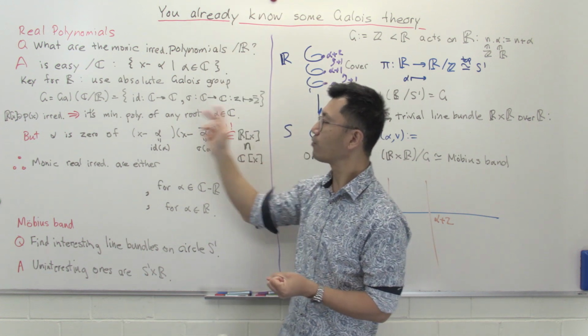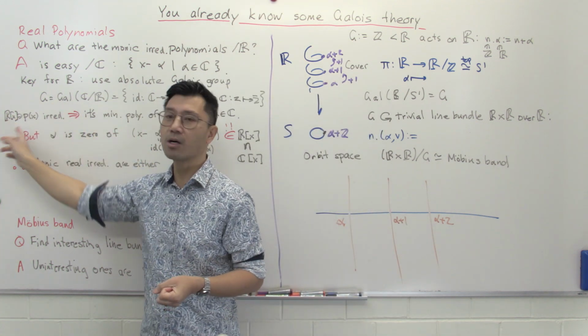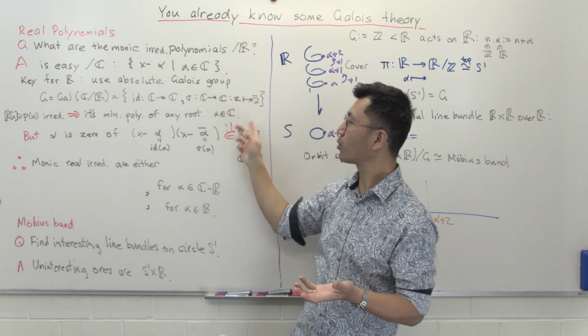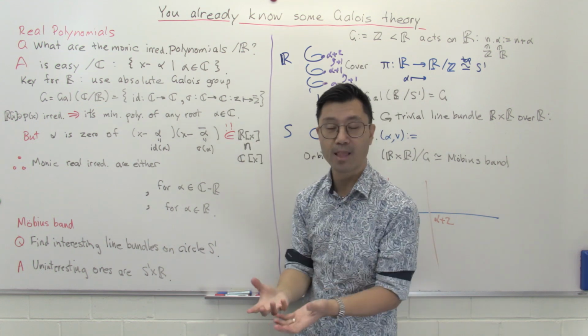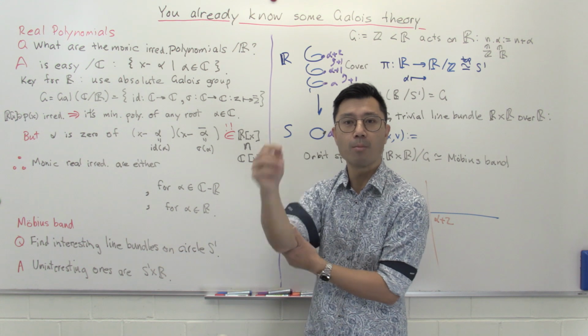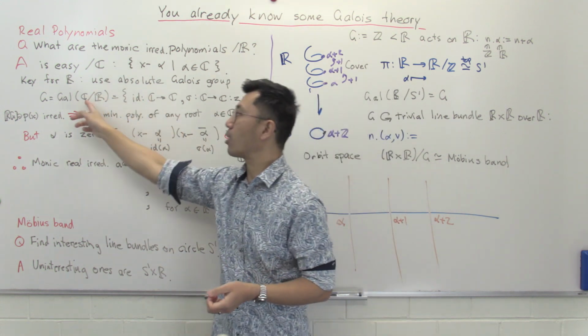Okay, so now we've changed it from looking over the reals. We say that you can get a handle on all of these p of x's just by looking at all the complex numbers and looking at their minimal polynomials over R. So how do you get a minimal polynomial over R? This is where the Galois group comes in.